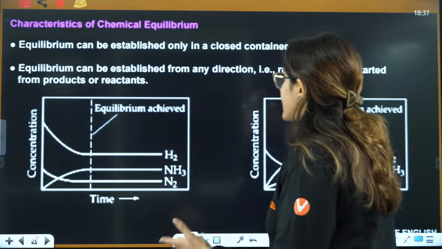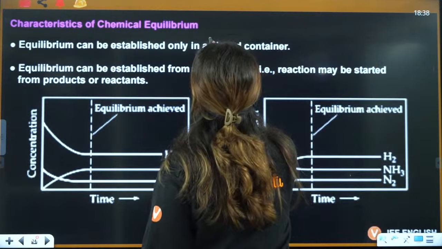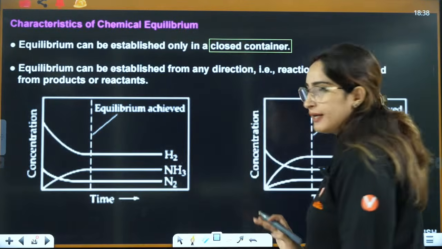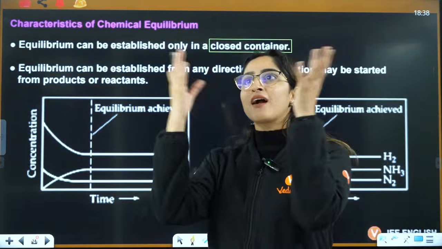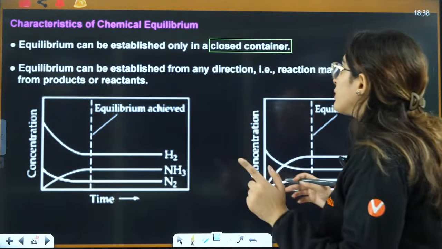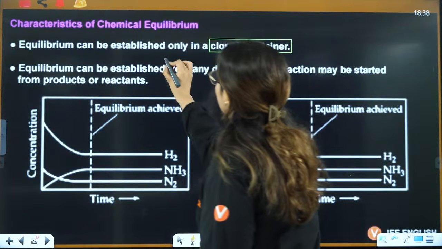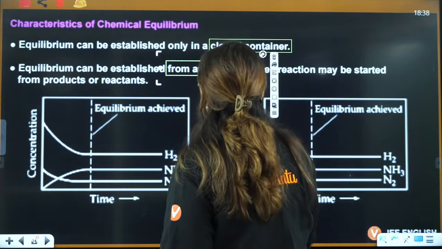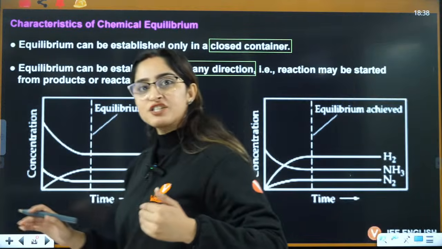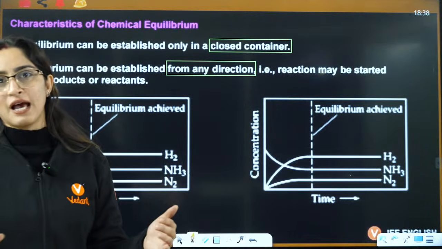What are the characteristics? First, we are saying that it always happens in a closed container. There should be a closed container. Only then the products will not escape into the surrounding, right? Equilibrium can be established from any direction you take, right? From any direction, equilibrium can be established, from the forward direction as well as from the backward direction.